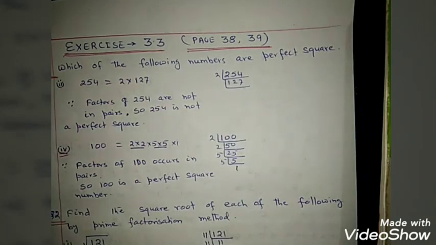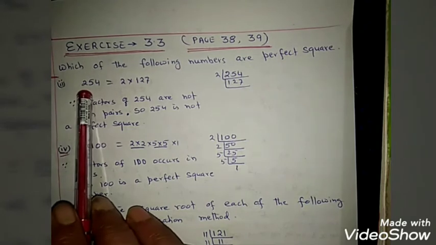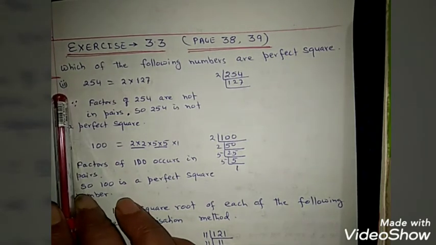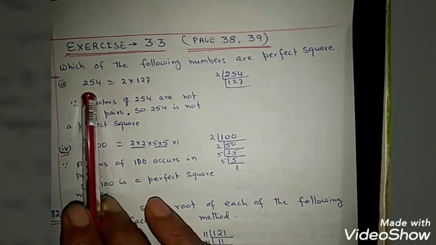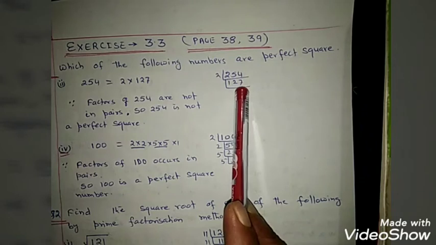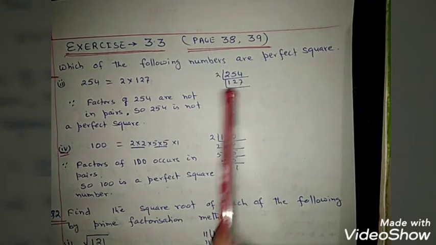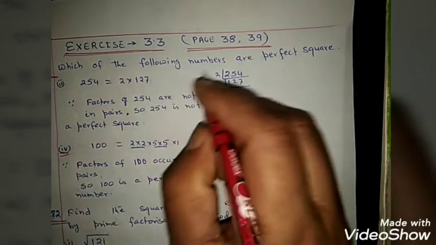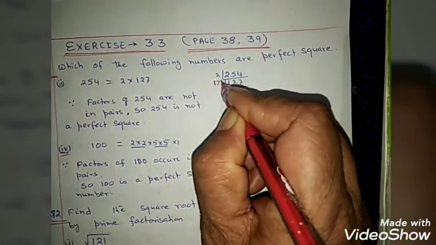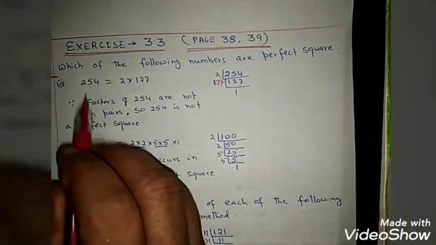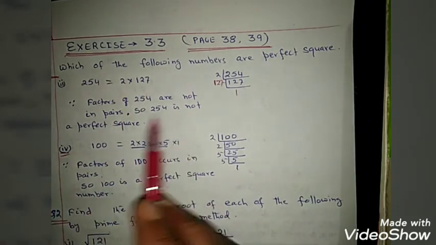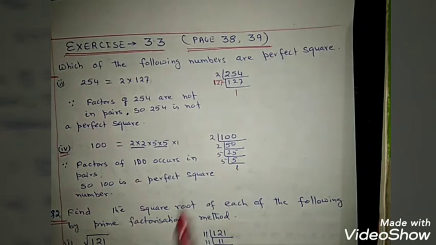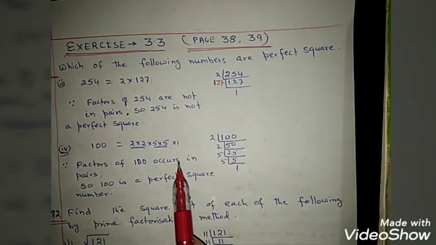So how to know whether a given number is a perfect square or not? Suppose 254 is the second bit of question number 1. Whether it is a perfect square or not, how can we know? We'll find out the factors of 254, and we get 2 and 127. Since none of these factors are in pairs, we can say that this is not a perfect square number, because I have told you perfect square numbers are those which have their factors in pairs.